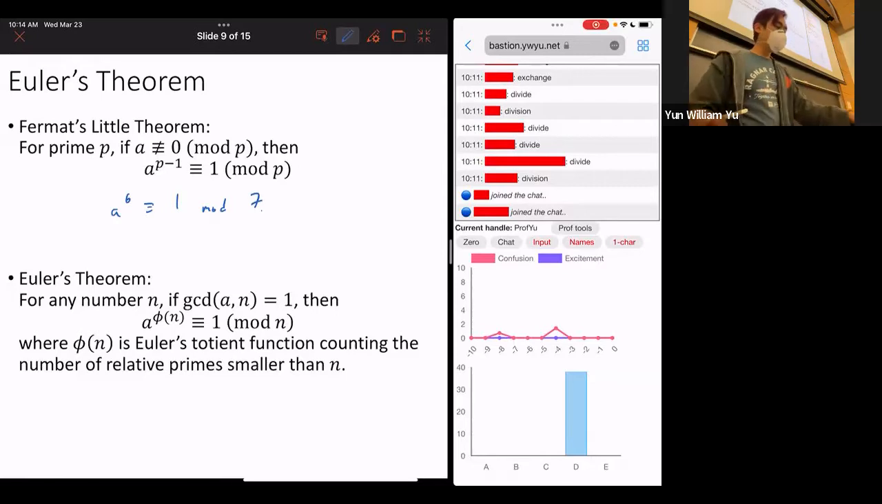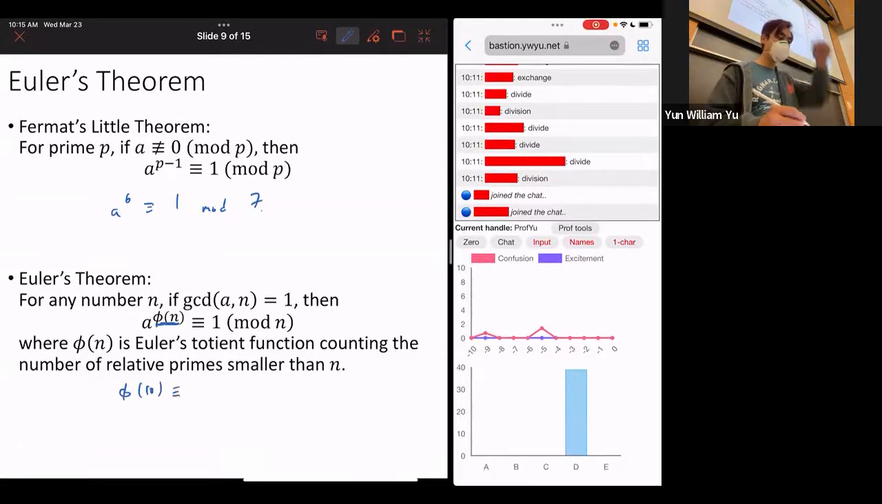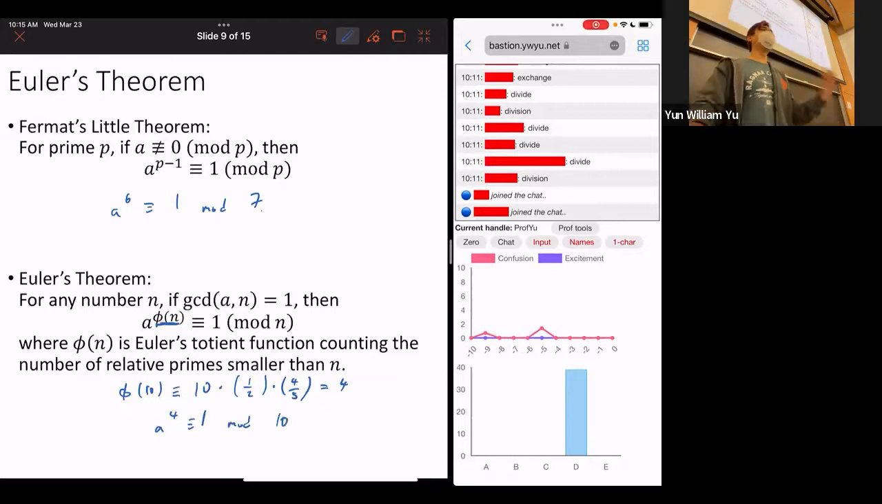Okay, anyway, so what we've done is we've replaced things. So for any number, we now know that a to the phi of n is congruent to 1, where phi of n is Euler's totient function. So for example, phi of 10 is 10 times 1/2 times 4/5, which is equal to 4. And so from that, a to the 4th is congruent to 1 mod 10. And this is because in 10, you had exactly 4 different relative primes, which we listed out earlier: 1, 3, 7, and 9.